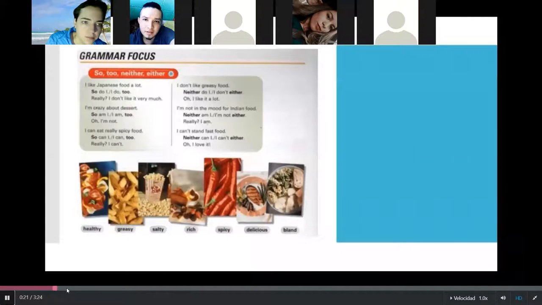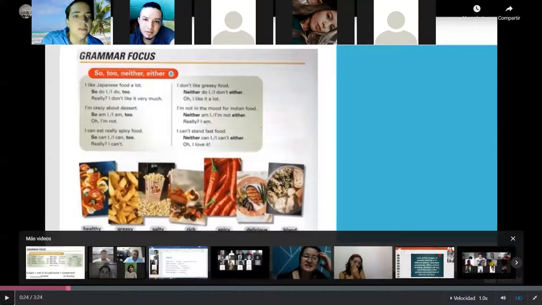I like Japanese food a lot. So do I. Now, if you pay attention here, first we have so, too, neither, and either. I like. What is like? Es un auxiliar? It's a verb. Excellent. I like Japanese food a lot. Then it says here, so do I or I do too. It is talking and referring with a verb.